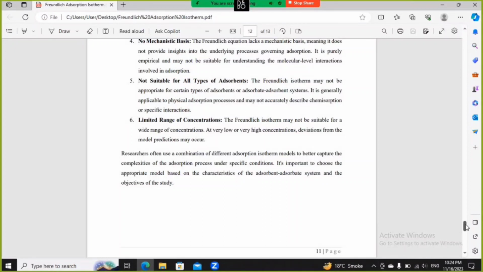The last one is limited range of concentration. The Freundlich isotherm may not be suitable for a wide range of concentrations. At very low or very high concentration, deviations from the model predictions may occur. That is why researchers often use a combination of different adsorption isotherm models to better capture the complexities of adsorption processes.